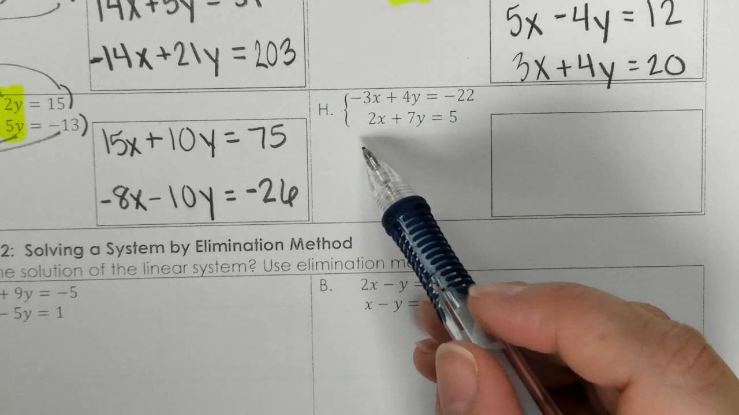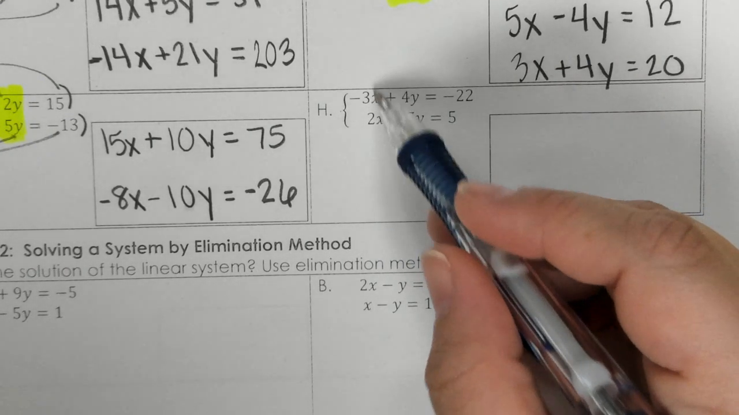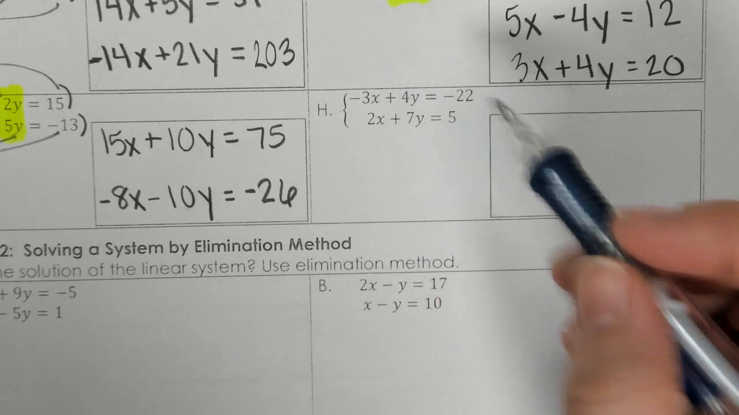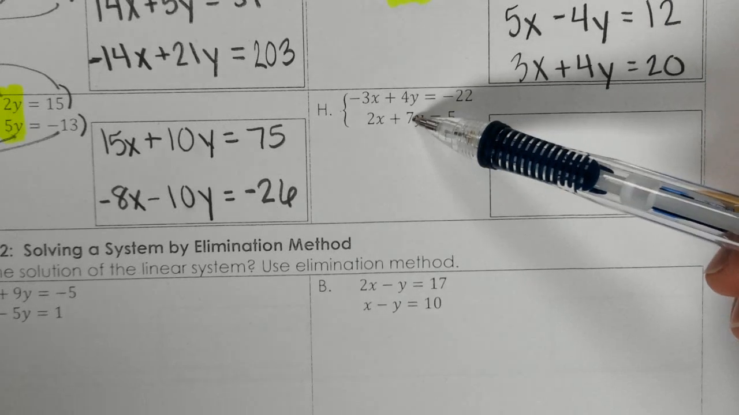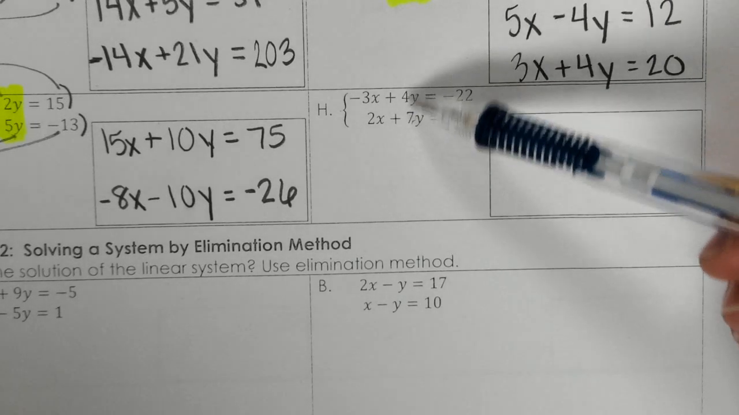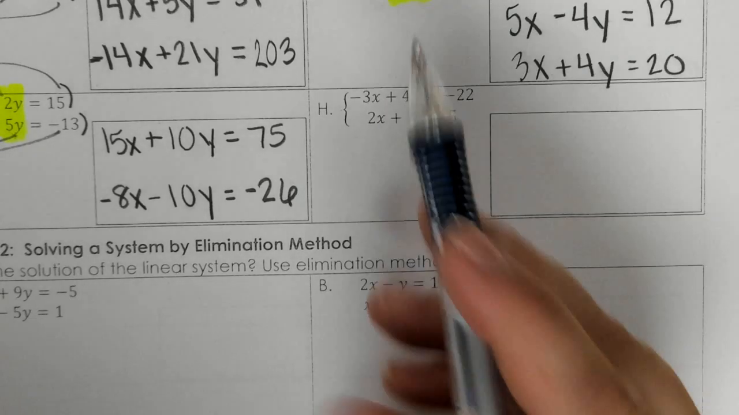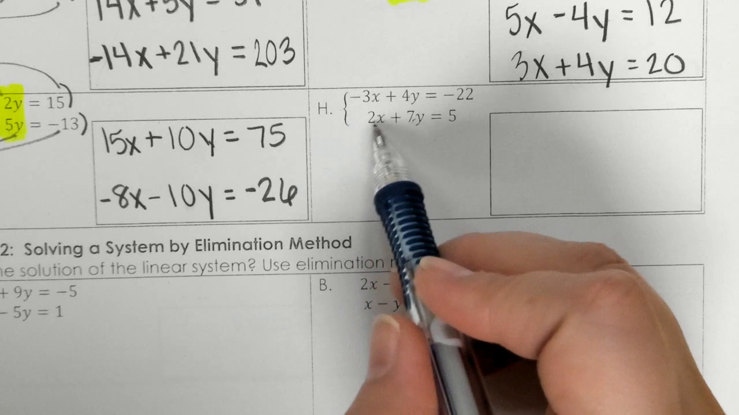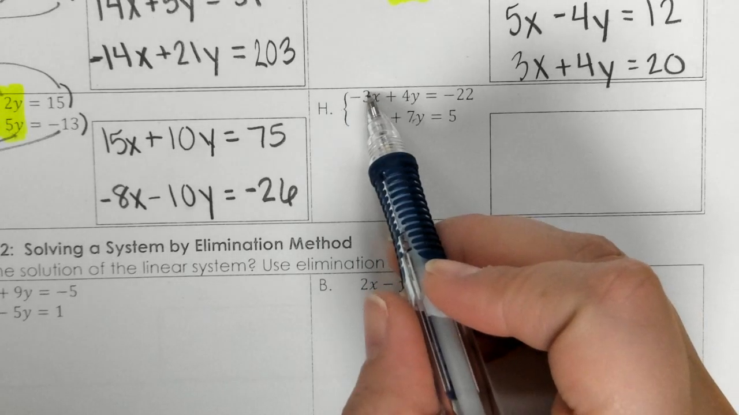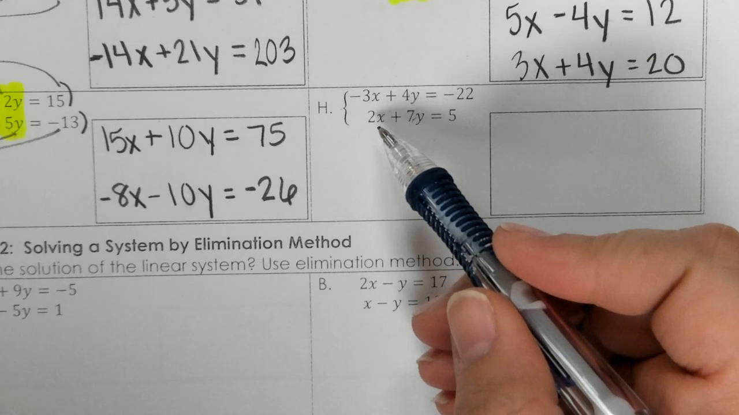Okay, letter H. Again, we have to decide, do we want to cancel x's or do we want to cancel y's since they're not opposites? Now, if I went with the y's, 4 and 7 can make 28. So we could try to do a negative 28 and a positive 28. But if I look at my x's, I already have one negative and one positive. So this is better to work with. Plus, 3 and 2 can make 6. So that's a much smaller number to work with.